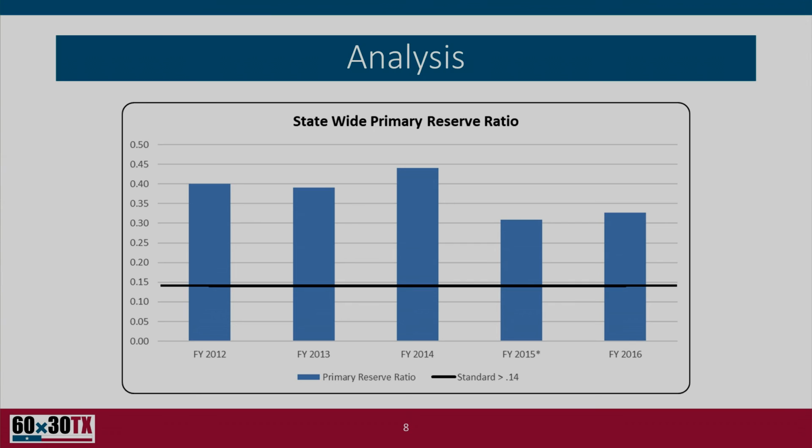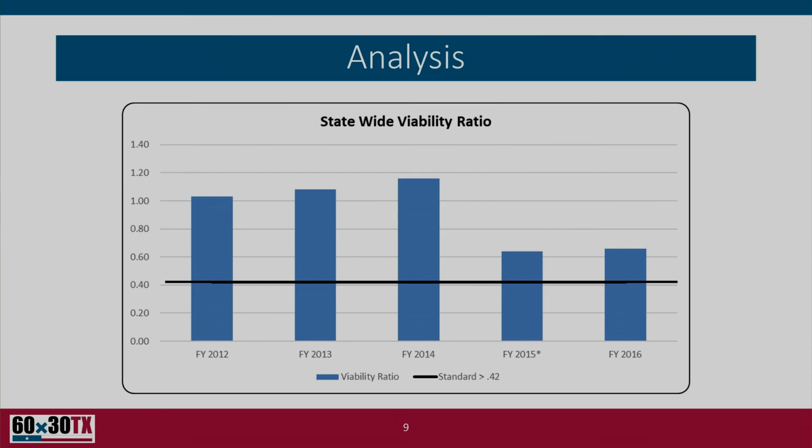Okay, the first one, the primary reserve ratio, is how long can the institution survive without additional net position or an increase in net position? And we can see statewide, and these are statewide numbers. Institutional data, of course, will vary. And we can see that, while we're going down, we're still well above the standard of 0.14. It simply compares the expendable net position to total expenses.